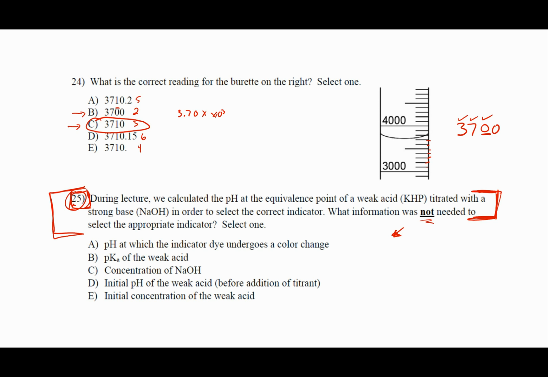What information was not needed to select the appropriate indicator? The pH at which the indicator dye undergoes a color change, right? I want you to understand that a dye undergoes a color change at a specific pH. That the weak acid has a pKa, right? And that it won't have its equivalence point at pH 7, right? You do need the concentration of the sodium hydroxide, right? Otherwise you can't, that's the whole point of what we're doing, because we have to figure that out.